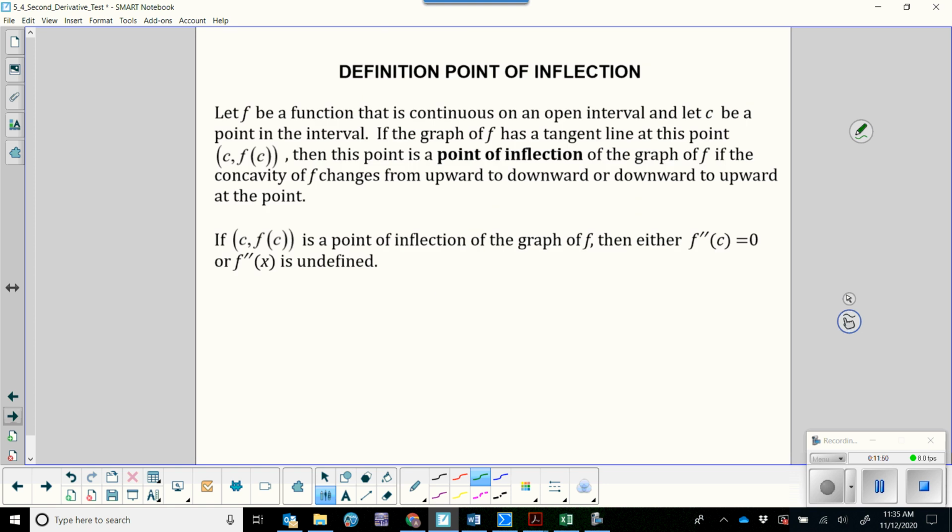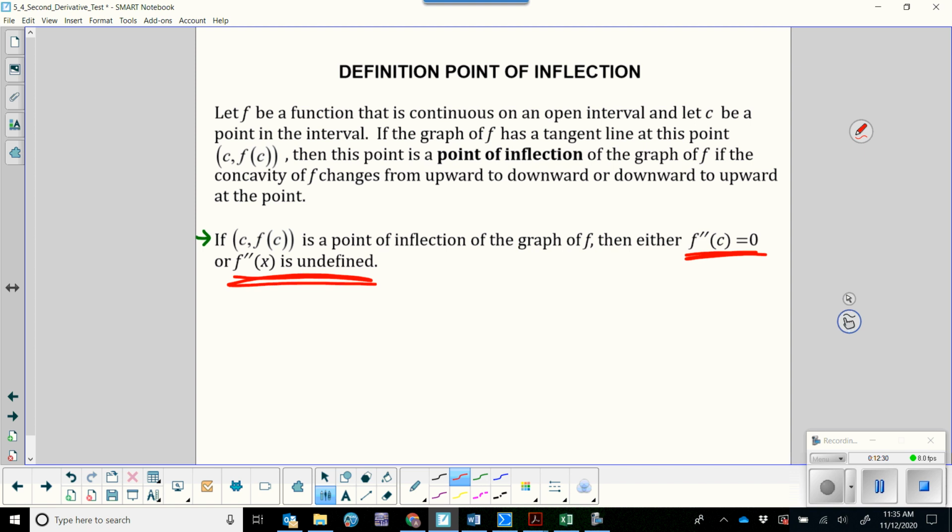Okay, so the formal definition of a point of inflection is that we have a function that's continuous, and we call it a point of inflection if the concavity changes from upward to downward or downward to upward. So either way. So the concavity changes, we have a point of inflection. Then this is important. If you have a point of inflection, then either f double prime is 0 or f double prime is undefined.